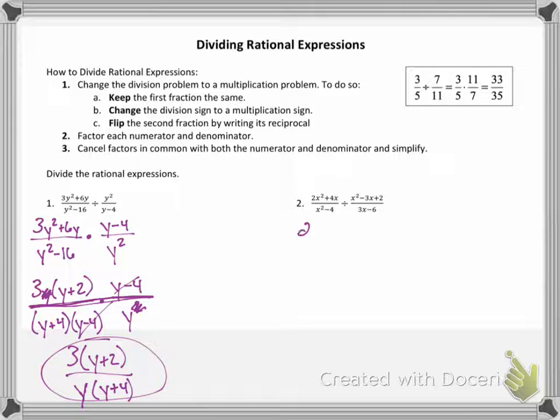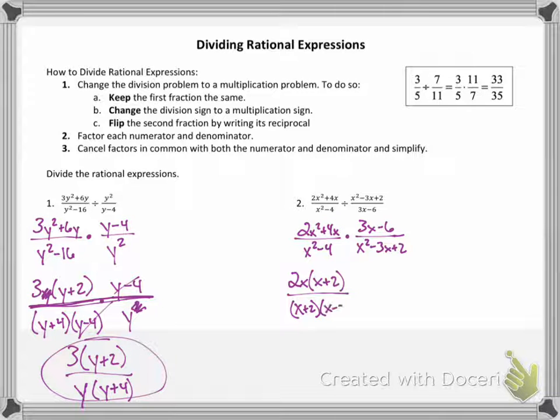Again, division problem. Let's keep, change, flip. All right, now let's factor. Top left, I can take out a 2x and be left with x plus 2. Bottom left, difference of squares, x plus 2, x minus 2. Top right, GCF of 3, with x minus 2 left over.